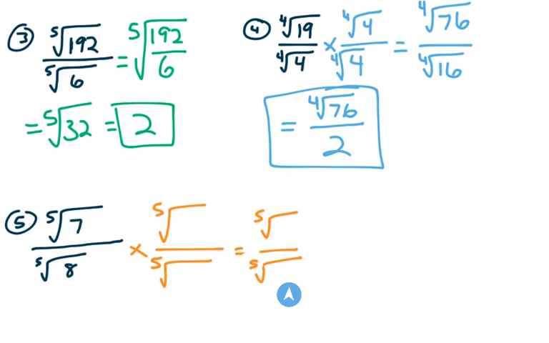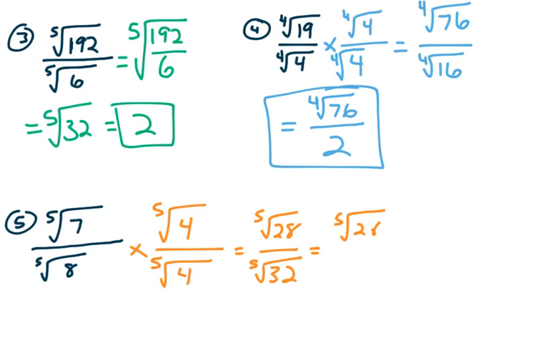Now, 8 times what gives me a perfect fifth power? Well, 8 goes into 32, which is a perfect fifth power, or a number that's got a nice fifth root. So what we're going to do is take this times 4. If we're going to take the bottom number times 4, then we also need to take the top number times 4. So what we're going to have then is the fifth root of 28 over the fifth root of 32. 28 is not a perfect fifth power. It's not divisible by any of the perfect fifth powers, so it's going to stay the fifth root of 28 on the top.